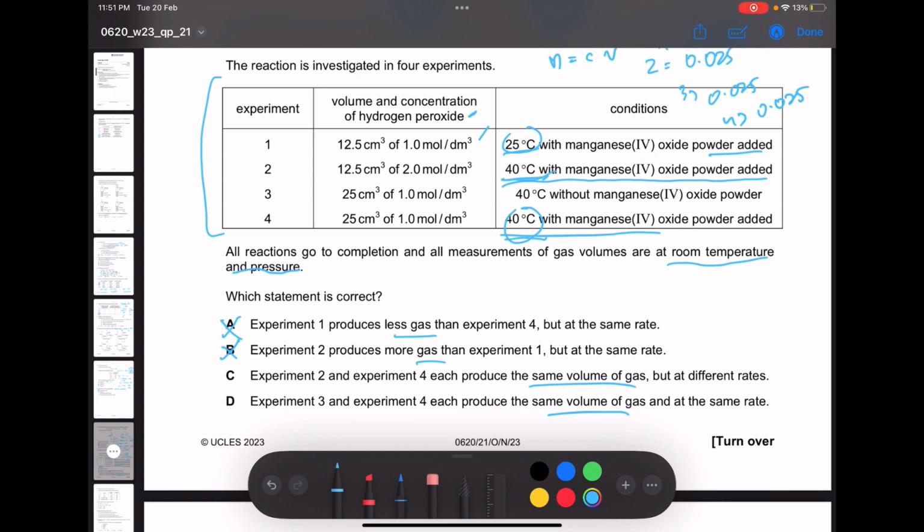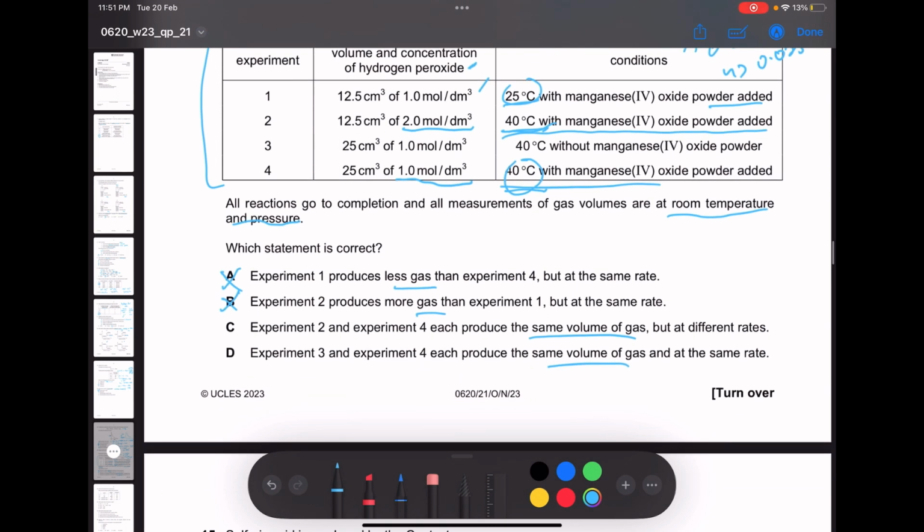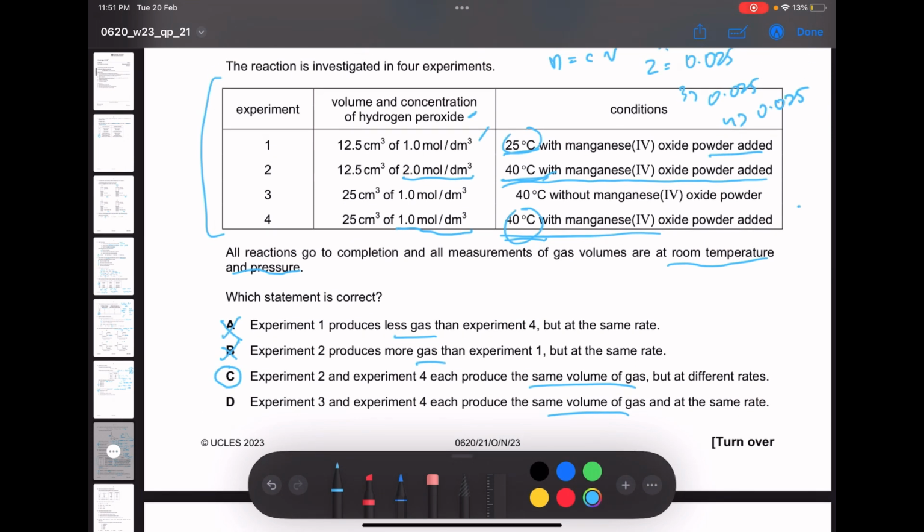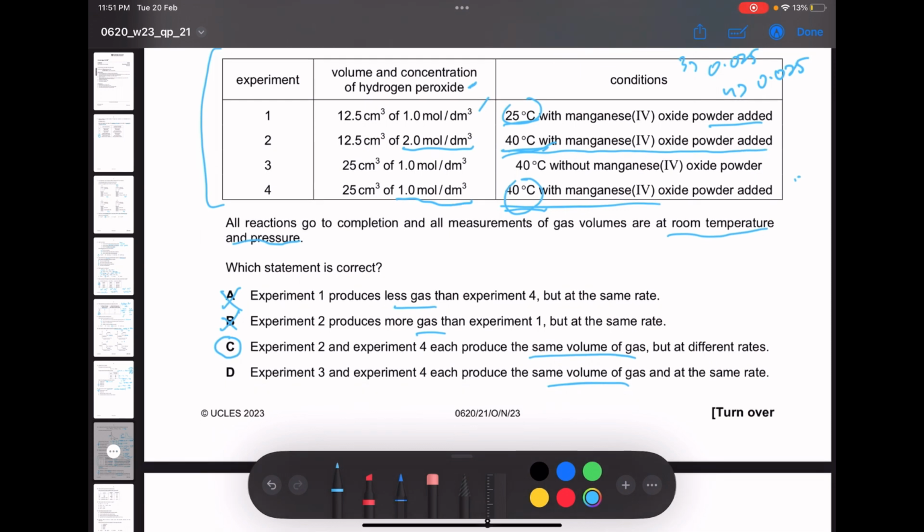Let's look at the concentration. In 2 it's 2 mole per dm cube and in 4 it's 1 mole per dm cube. So the concentration of H2O2 is halved, and that's why the rate will be different. Over here the rate will be affected by temperature and by the concentration of the reactant as well. So C is correct.